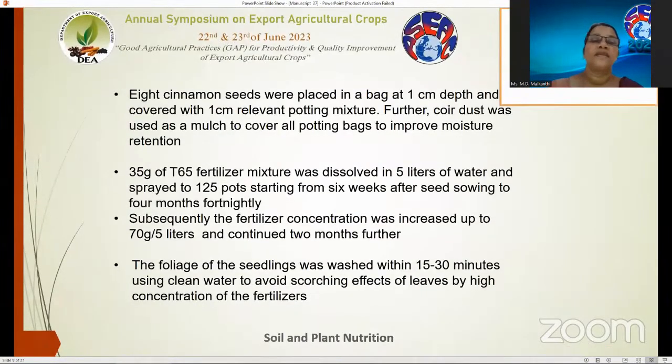8 cinnamon seeds were placed in one poly bag. 35 grams of T65 fertilizer mixture was dissolved in 5 liters of water and sprayed to 125 pots fortnightly, starting from 6 weeks after seed sowing up to 4 months. Subsequently, the fertilizer concentration was increased up to 70 grams per 5 liters and continued for 2 months further. The foliage of the seedlings was washed within 15 to 30 minutes using clean water to avoid scorching effects on the leaves by the high concentration of the fertilizers.